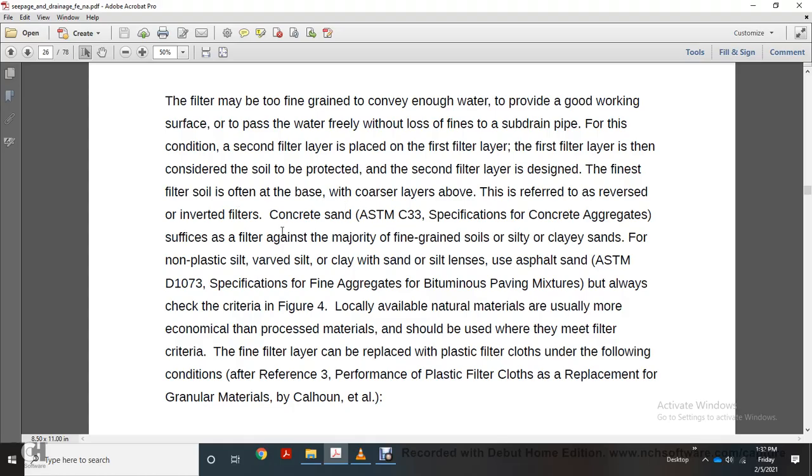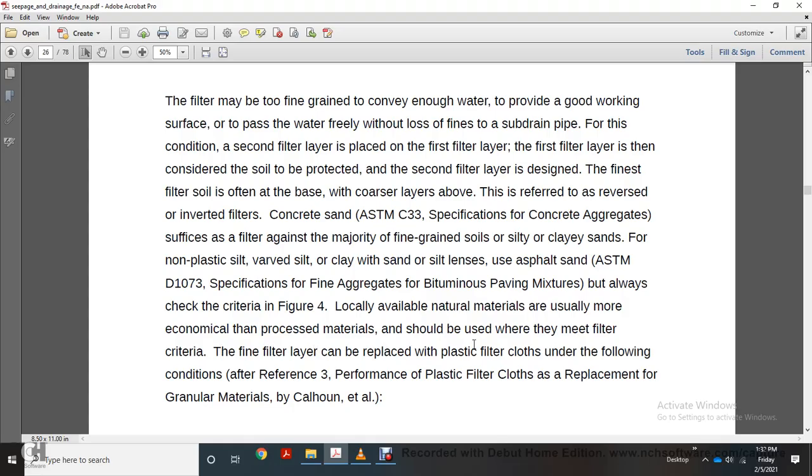Concrete sand, ASTM C33 specification concrete aggregate, serves as a filter against the majority of fine-grained soils, and silty and clay-like sands, non-plastic silt, varved silt clay with sand and silt lenses, and asphalt sand, ASTM D1073 specification fine aggregates for bituminous pavement mixtures. Also, with a check of the criteria in figure 4, local availability of natural materials is usually more economical, and such material should be used with the filter criteria.